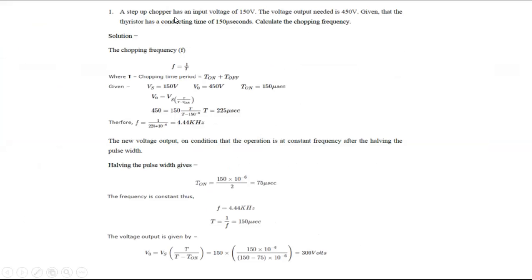A step-up chopper has an input voltage. So what is input VI? Step-up chopper input voltage VI is equal to 150 volts. Output voltage is 450. So it is nothing but a step-up chopper. So what is the formula for step-up chopper? Roll number 18, please give the answer. What is the formula for step-up chopper? Roll number 14.